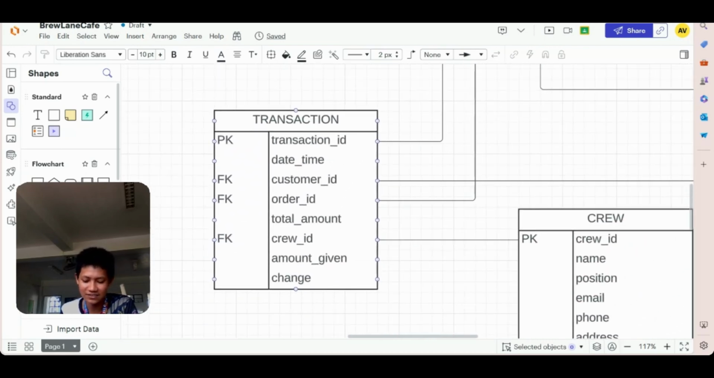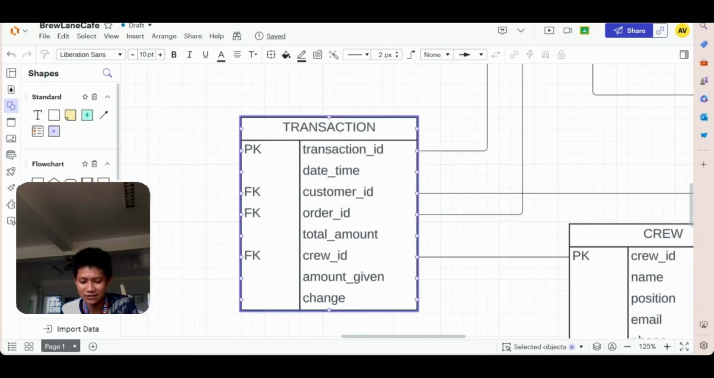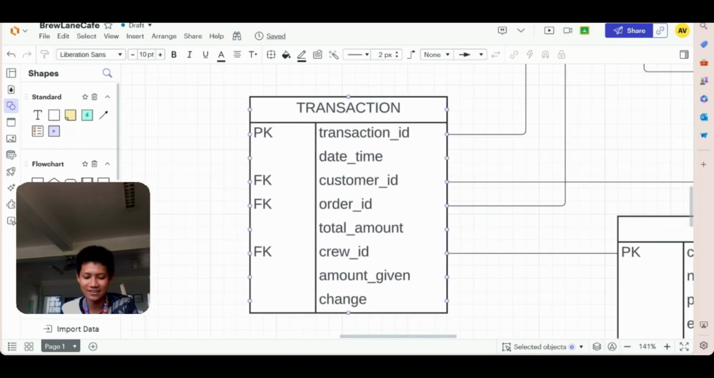So transaction, this table summarizes all the transactions made by a customer and it entails the order items, its pricing, the total amount of all orders of a specific customer, the amount paid, and the total change amount derived from the total amount given by a customer, less the overall total amount of a customer's transactions.